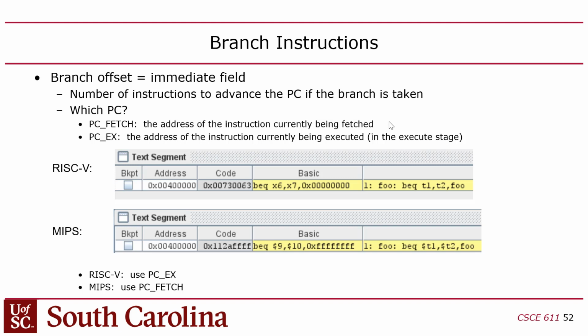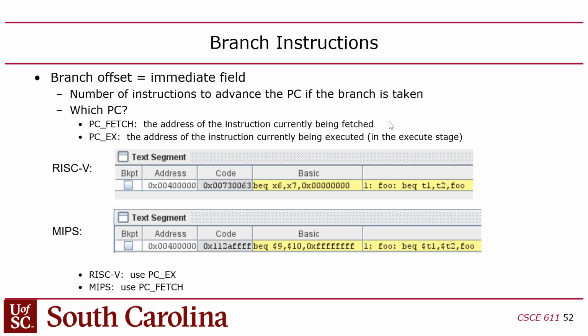Now, why did they do that? I don't know, but it sucks because how are we going to do that? When we have a PC fetch, that's the address of the next instruction, right? How are we going to calculate something in the execute stage that's relative to the address of the instruction in the execute phase, which we don't even have a signal for? All we've got is PC fetch, which is the next instruction, right?